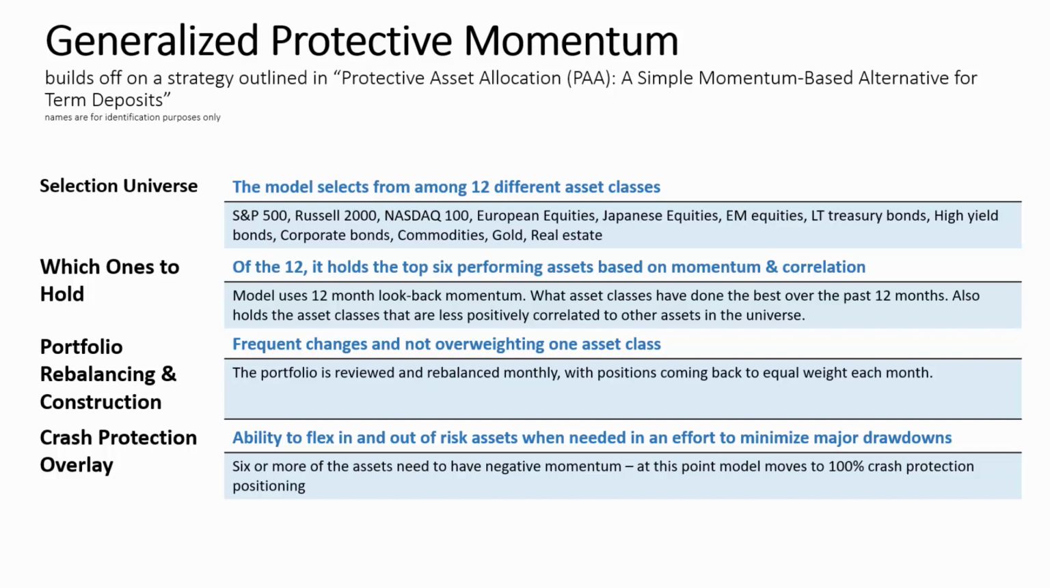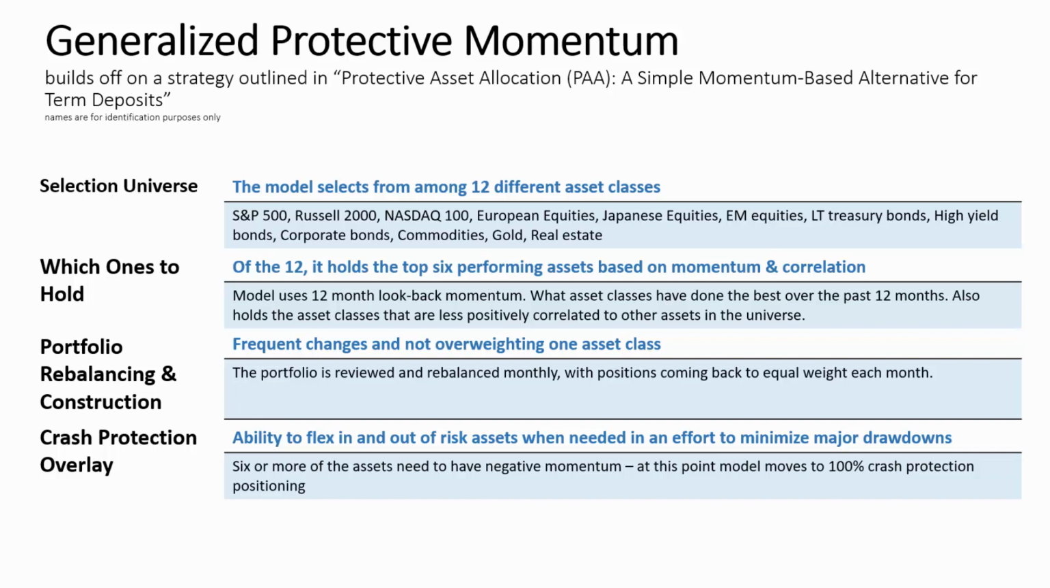From there, it determines which of the 6 asset classes are performing best and which have the least amount of correlation with each other. So this model uses a 12-month look-back momentum criteria to identify those asset classes that have the best relative price performance. From there, it incorporates correlation analysis to hold those asset classes that are exhibiting the most momentum and the ones that are less correlated with each other. From there, the portfolio is rebalanced on a monthly basis. So this portfolio is reviewed and changed monthly. Positions are changed based on both the momentum and the correlation with each other.